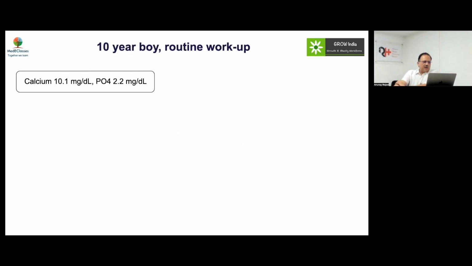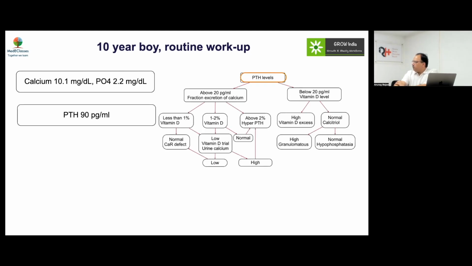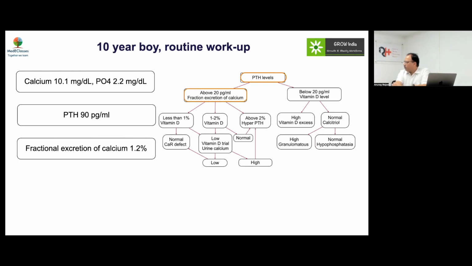10-year-old boy with routine workup, calcium is 10.1 and phosphorus is 2.2. Now PTH is 90. In this scenario, fractional excretion of calcium is 1.2%. So it's a borderline scenario. This is a common presentation wherein the doubt is whether this is a familial benign hypercalcemia, because you have got this mildish level of calcium elevation or nearly normal, and your urinary calcium is also slightly high, or is it truly a hyperparathyroidism because of vitamin D deficiency, this is being masked. So how will you go ahead in this case, Dhwani?